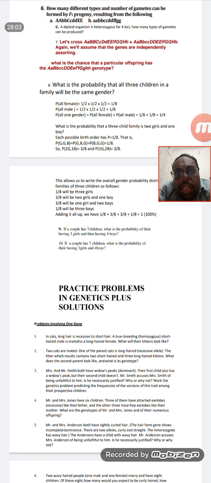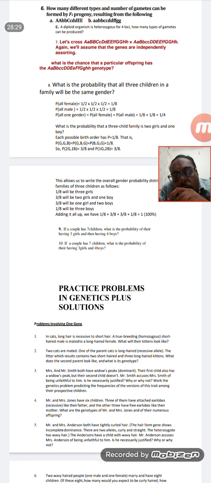That means the chance of getting female in 3 children, all 3 children in a family being the same gender, that is female, it is a 1/8 chance. For male also it is a 1/8 chance. All the 3 children in the family will be the same gender. That means if you are taking first child as male, second child as male, third child as male, how many times is it possible to get?